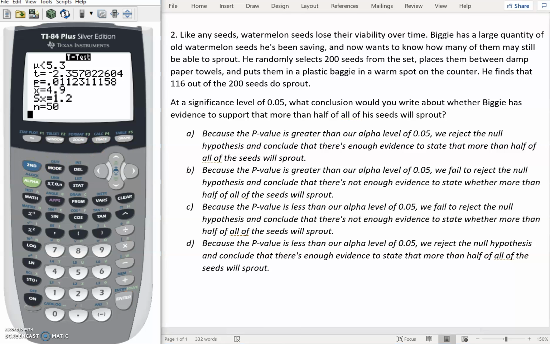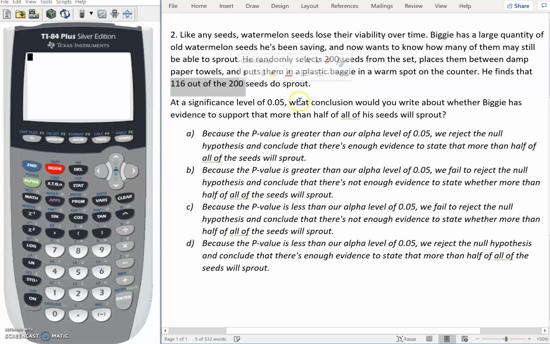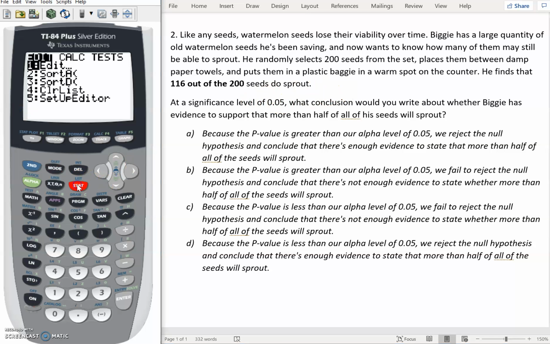All right, the second question here is we've got watermelon seeds losing their viability over time. So this one is either a seed grows or it doesn't. That sounds more like a yes or no type of question. That's a categorical thing. So when that happens, we know that we're dealing with proportions, and we only have a single proportion to go off of. In this case, it's 116 out of 200. So we're looking at running a test at the 0.05 level. We know that it's a one proportion test.